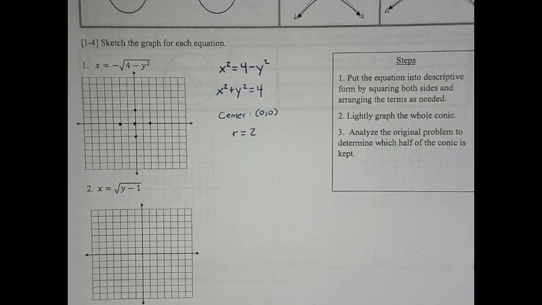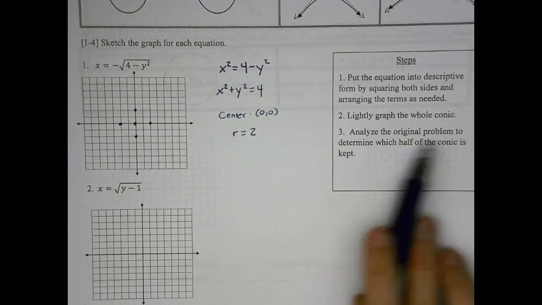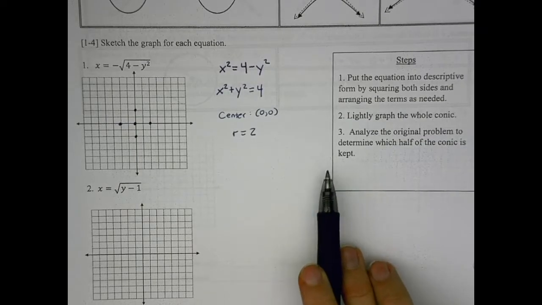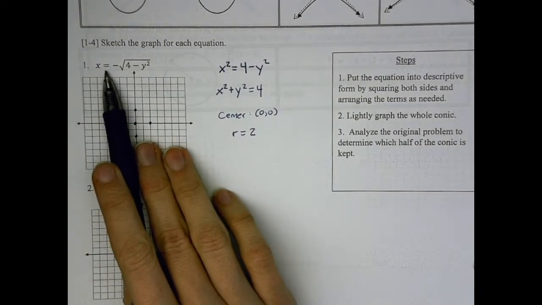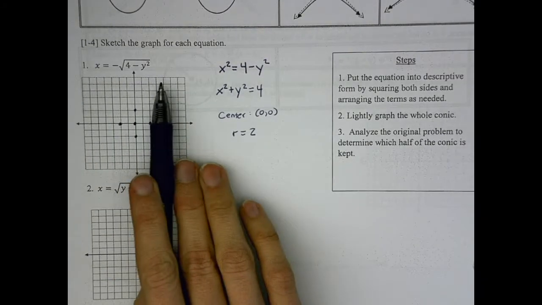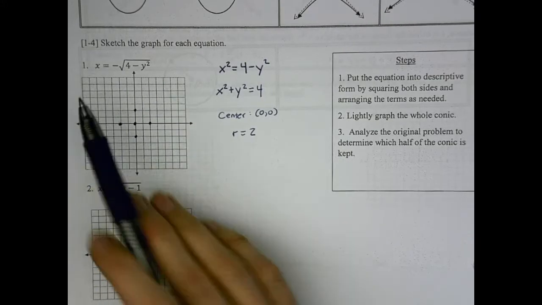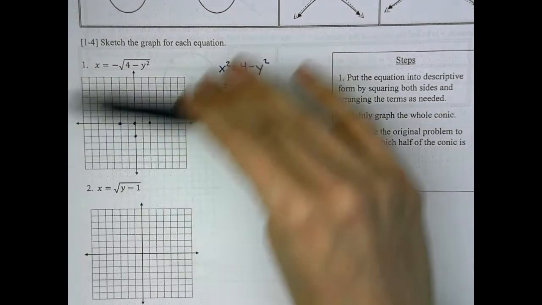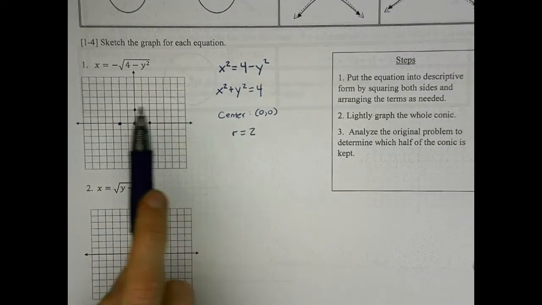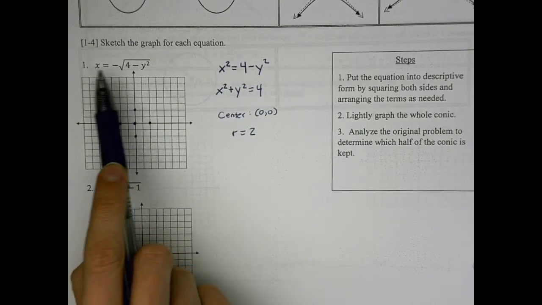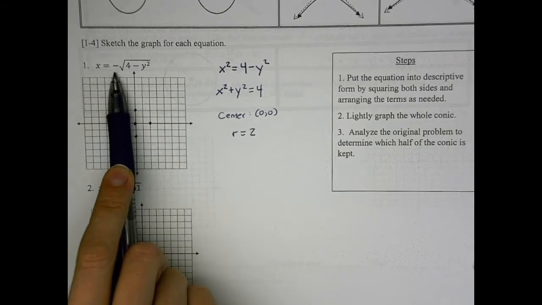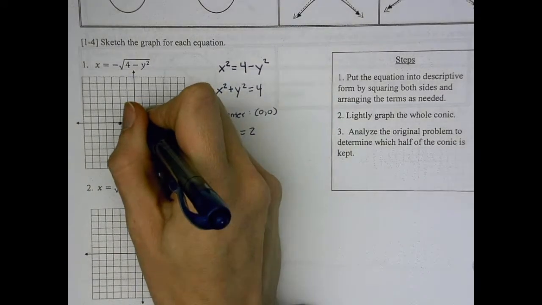But this is a half conic, so we are only looking at half the circle being kept here. And for that, we need to go back to our original equation, and we need to analyze that original problem to determine which half of the conic is actually being kept. In this particular case, this is an x equals half conic, so we're thinking probably left or right, because that's the x values versus up and down, which are the y values. So left and right here. And in this case, it's x equals negative. And so the question would be, well, where would x equals negative be? That would be on the left-hand side here.